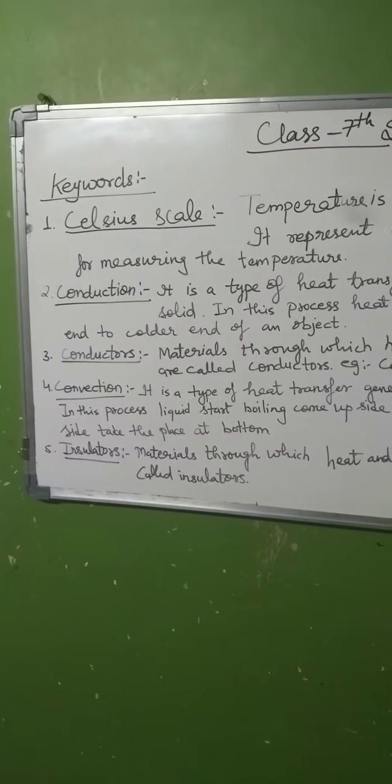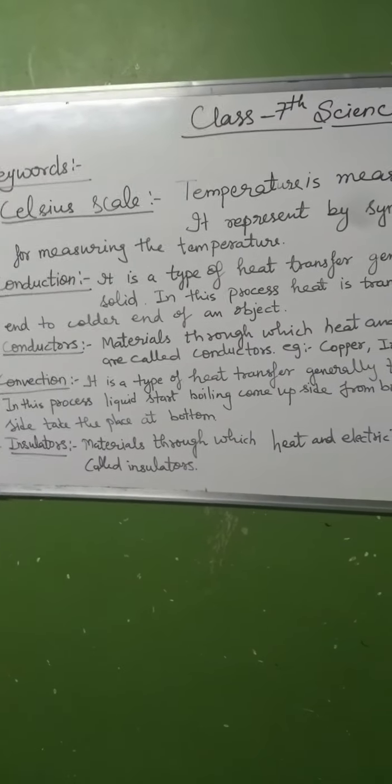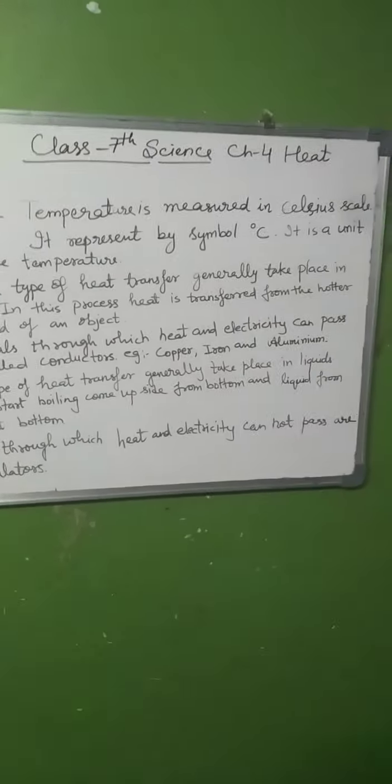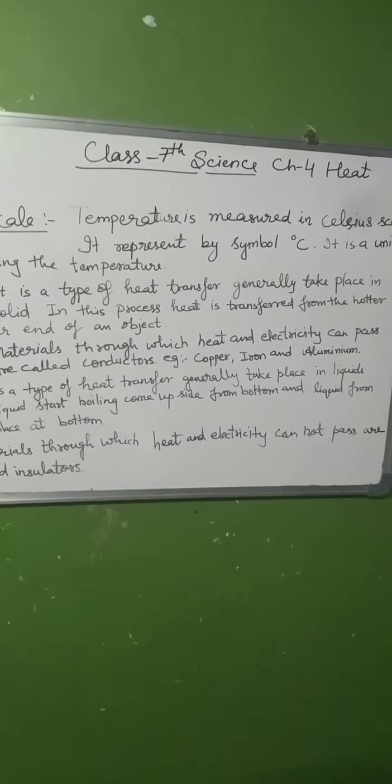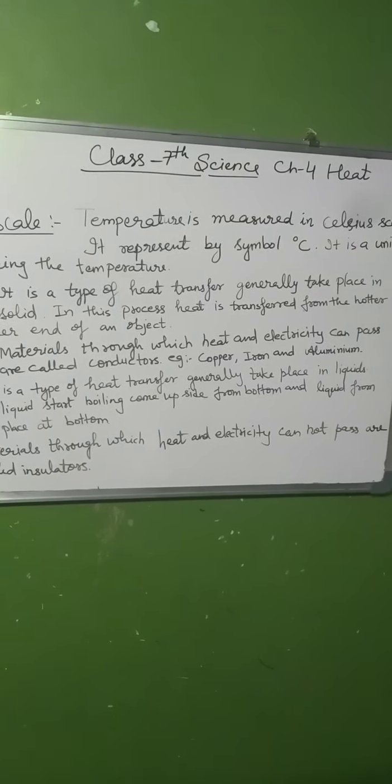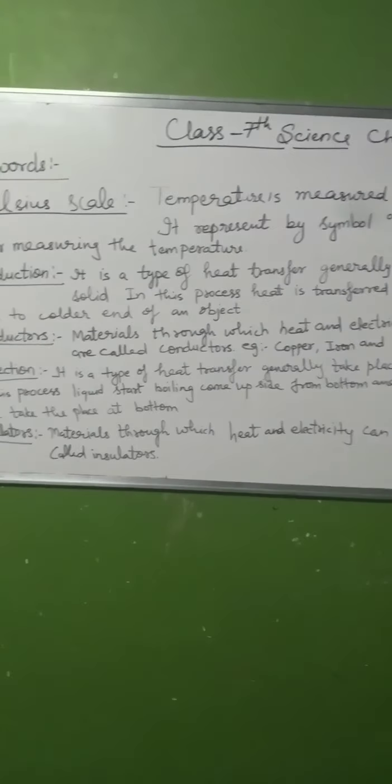Okay, the conductors are the materials or the substances through which heat and electricity can pass. Example: generally metals are good conductors: copper, iron and aluminium.